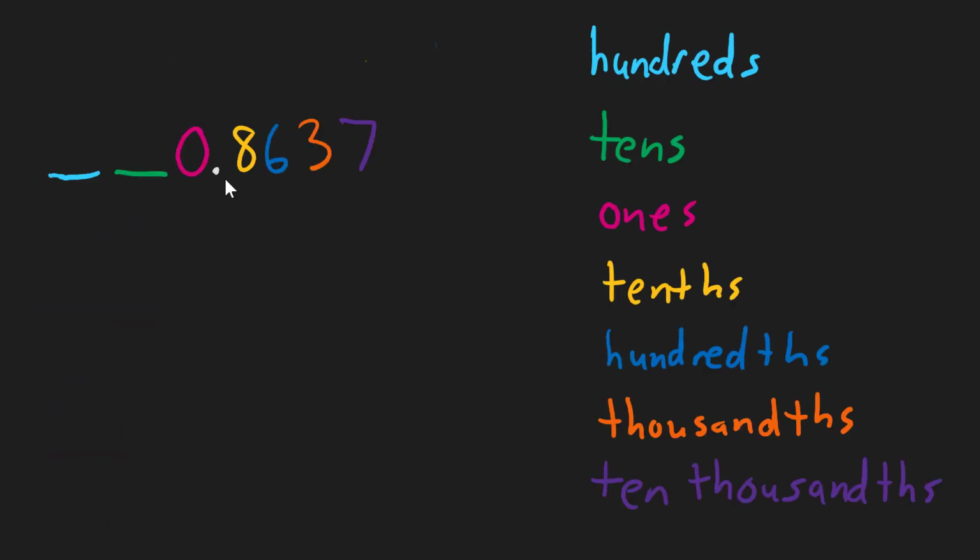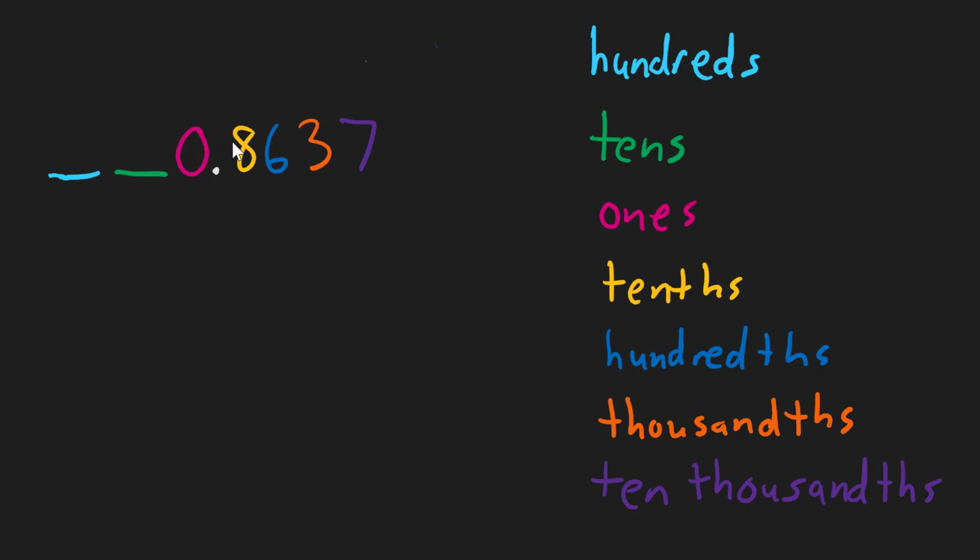So we need to round 0.8637 to the hundredths place. And so I'm going to show you how to do this problem. And then we're going to go over a few other examples for you to practice so you can really get a handle on rounding to different place values and in different situations to really master rounding.